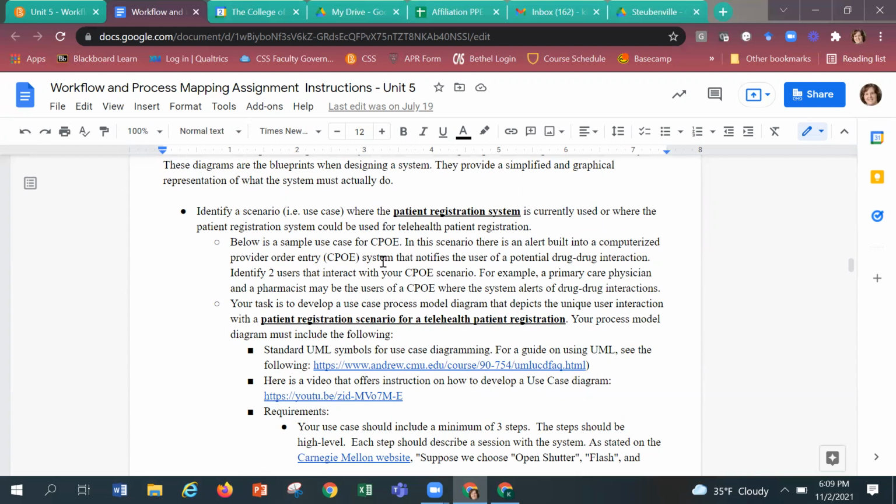So in my sample below for CPOE, there is an alert built into a computerized provider order entry system that notifies the user of a potential drug-drug interaction. Identify 2 users that interact with your CPOE.